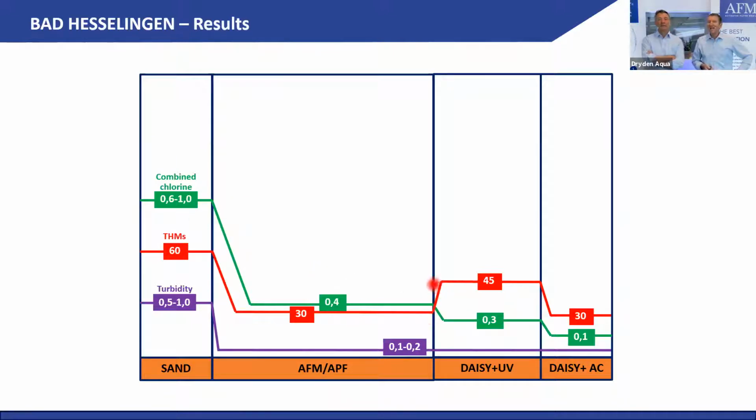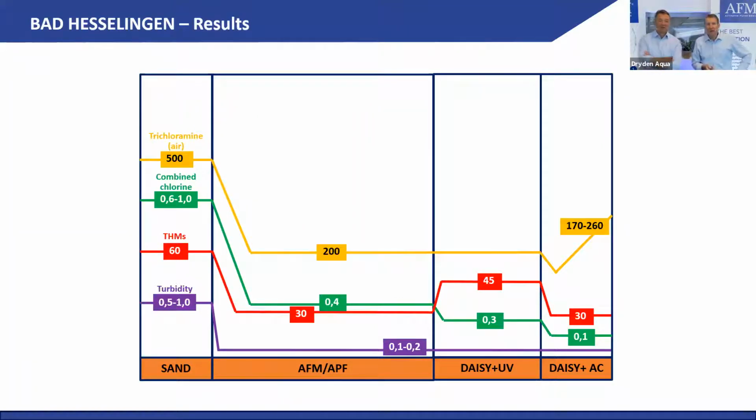Then we have THMs, a reduction of 50% with Daisy compared to sand. Then again, an increase of THMs after turning on the UV, which was to be expected. And then again, a drop to the same level as the Daisy after turning off the UV. So carbon has really no impact on THMs. Maybe a little bit.